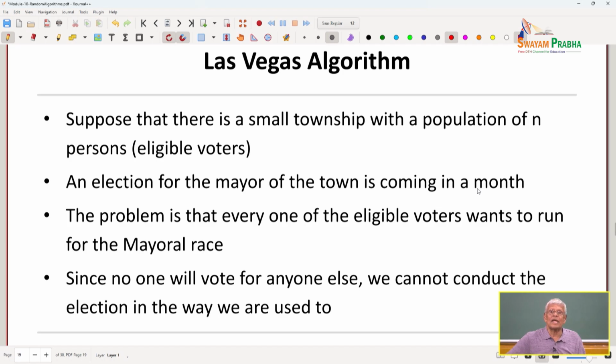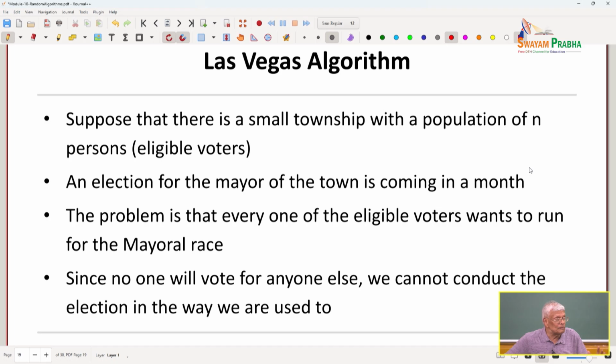Now everybody wants to run in the election. If everybody wants to run, you can imagine no one will vote for anybody else. Since no one will vote for anybody else, the conventional method of conducting an election will not lead to any election of a mayor. It's a hypothetical problem, but it's an interesting and very thoughtful problem. It's a difficult problem. A little reflection tells you the conventional deterministic method of conducting an election, where a few people contend for the post, where a large group of people vote and the person who gets the maximum votes is the winner.